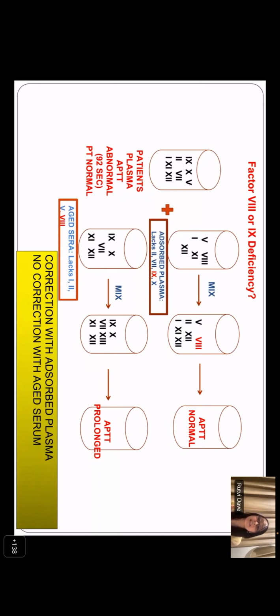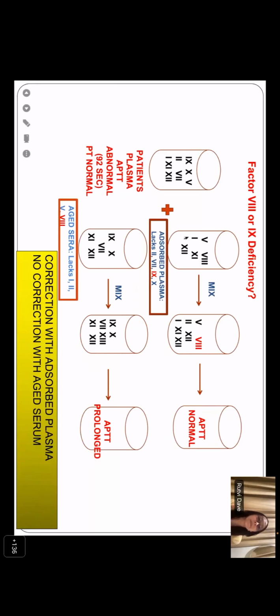Now, after seeing this diagram, can anyone answer this question? Any one of you? Factor 8 deficiency. Hemophilia A. Very good. Why? Because you know that the patient has isolated APTT prolongation, and possibly the patient does not have 8. Aged serum also does not have 8. So mixing aged serum with the patient's plasma is not going to help. And as a result, the APTT still remains prolonged.